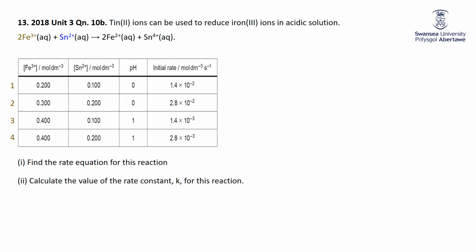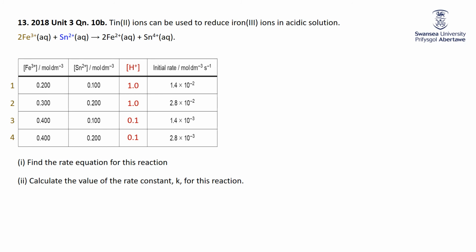So different reaction, but same type of question. Tin ions, so there's the Sn2+, Fe3+ ions, there's the Fe3+, in acidic solution. So we've got pH in here as well. Find the rate equation. Well, the first thing to do is, of course, we don't want pH here. We want the concentration of H+. pH of 0, very unlikely, but the concentration of H+ is 1. pH of 1, the concentration of H+ is 0.1, as we've seen in a previous question. Now we're set up to compare.